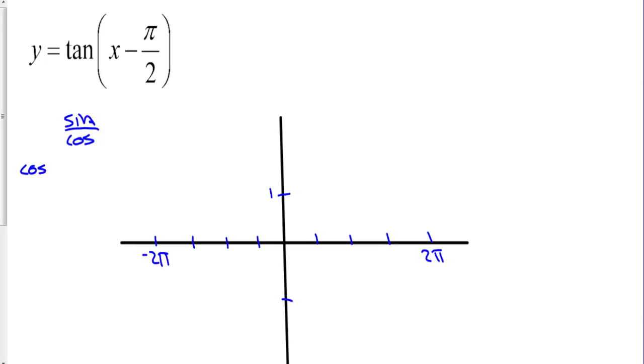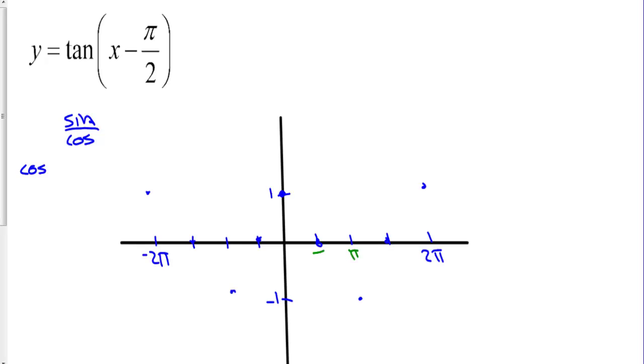So we're up at 1, down here at -1. Cosine starts at 1, goes to 0, -1, 0, and 1. And then 0, -1, 0, back to 1. But now I have to push all of these over to the right pi over 2.